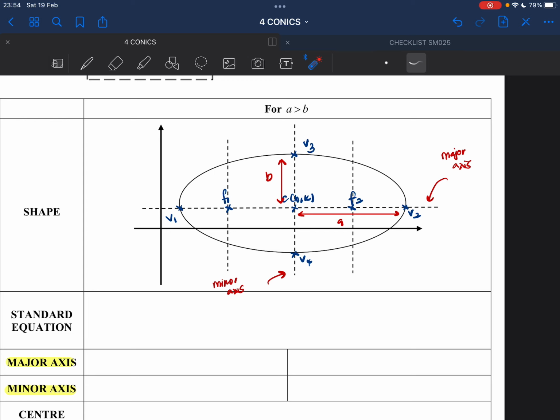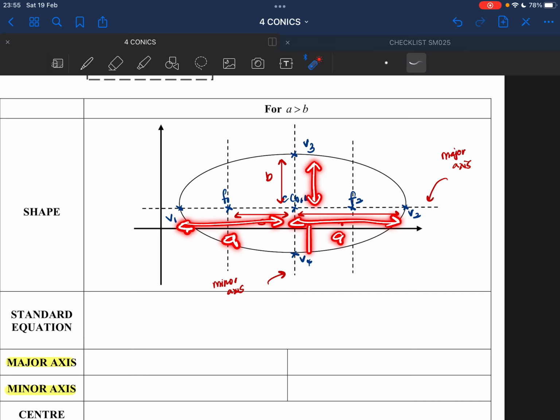Then we have the value of c. c is basically just the distance between the center and the foci. So this is the value of c. That is what you need to know. So here, the horizontal distance between vertex and center is a.